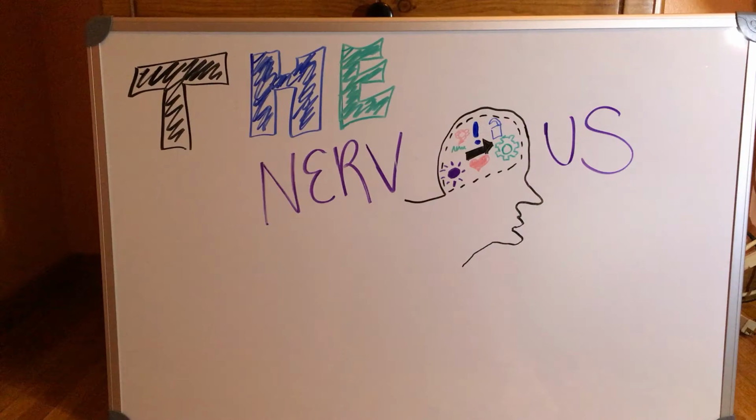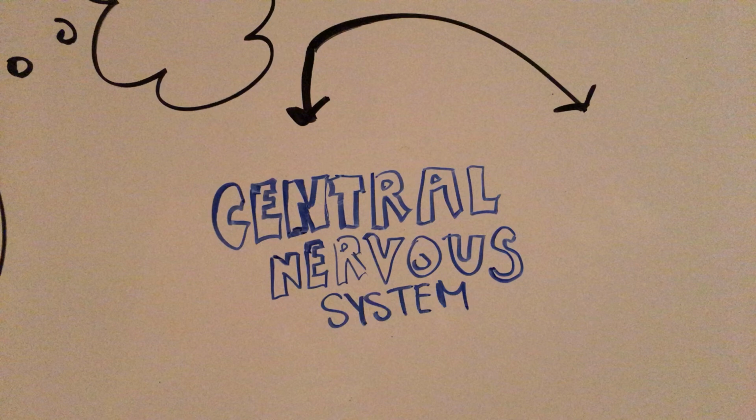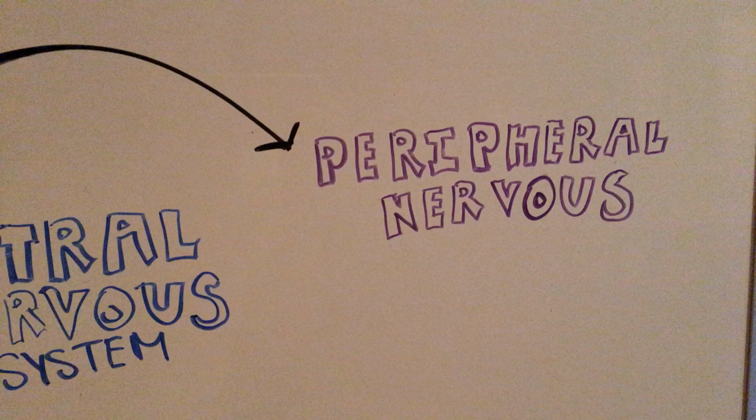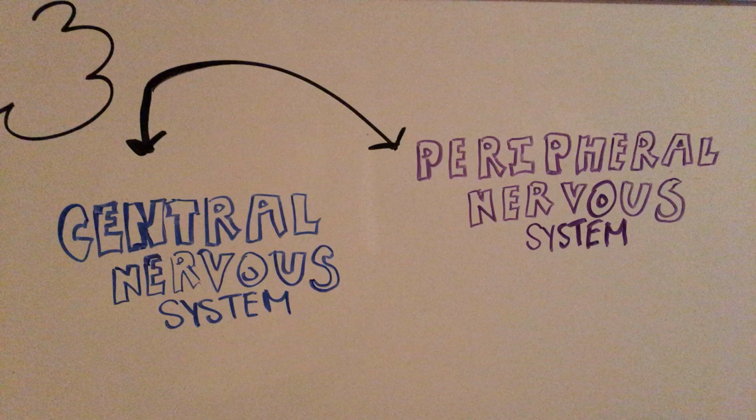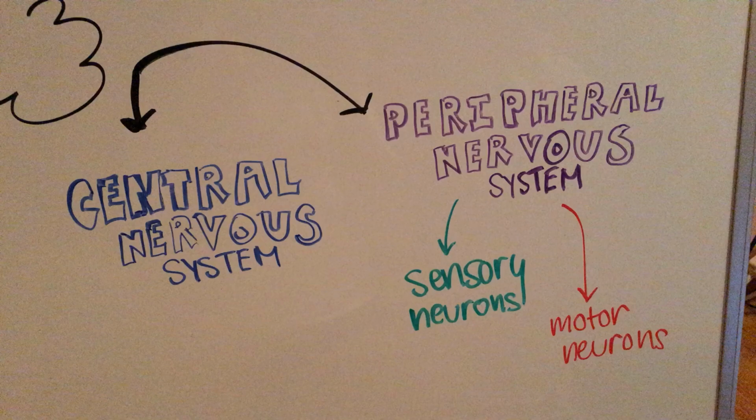The nervous system. The nervous system is divided into two parts, the central nervous system and the peripheral nervous system. The central nervous system consists of the brain and spinal cord, where information analysis occurs. The peripheral nervous system mostly consists of nerves, such as sensory and motor.